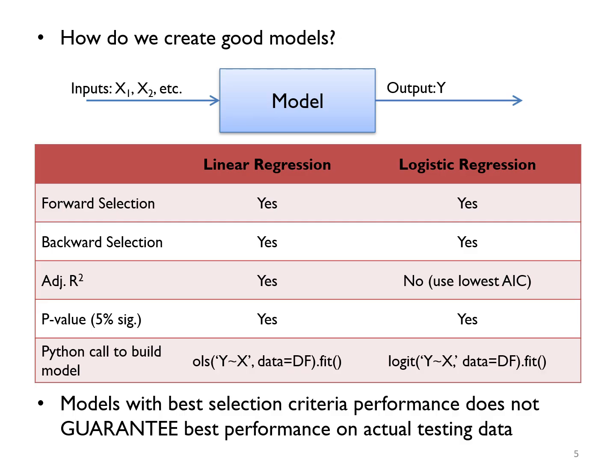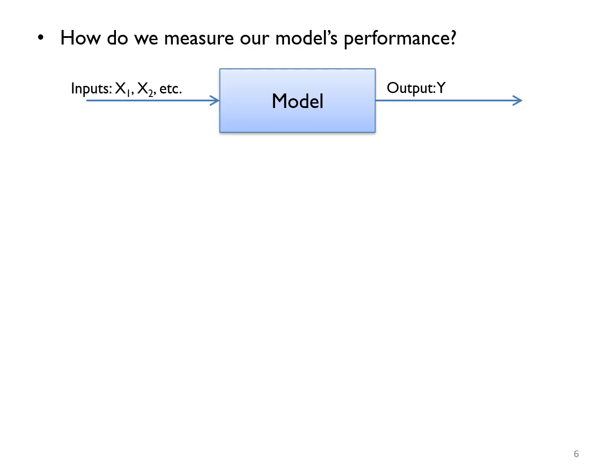The Python call to build these models is the OLS function and the logit function. So you're going to use those functions to create either the linear or logistic regression model. There are other ways to do it, but these are the function calls that we've been using in our sessions. To be clear here, even if we were to implement backward elimination or forward selection and come up with a parsimonious model, there's no guarantee that our model will perform really well. There's just no guarantees. Just like in life, there's no guarantees, right? So this is our best guess, and hopefully our model performs well.